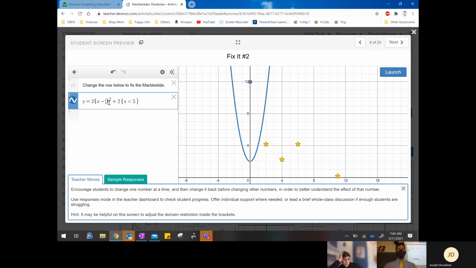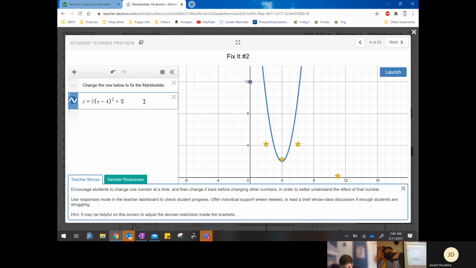Subtract 4. But because I've got this sort of parameter right here, maybe I don't want that. So let's see if I can take that out. All of a sudden now, I've got the whole parabola, okay? I want you to ignore this little star because, again, I think this goes beyond the scope of what I've taught you guys.